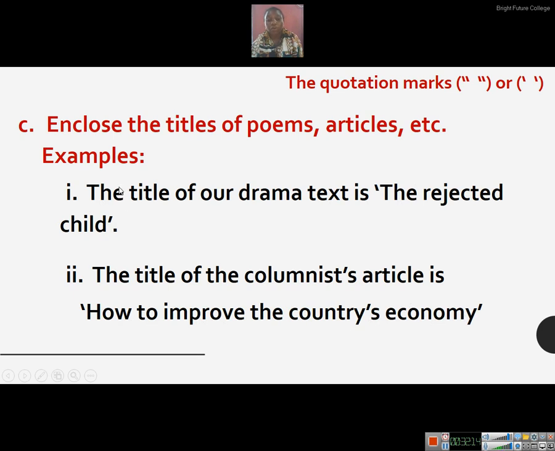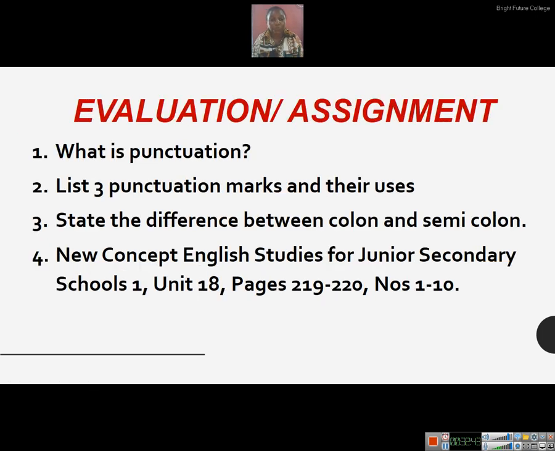So you use it to enclose the titles of poems, articles, books, and plays. When we say enclose, what we mean by enclose is you open and then you close the quotation mark. You open and then you close the quotation mark. We have examples there, like I've said. The title of our drama text is "The Rejected Child," open quotation mark here, and then close the quotation mark here. That is what we mean by enclose.